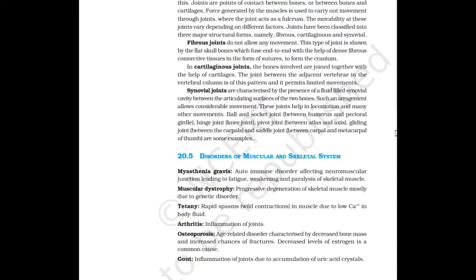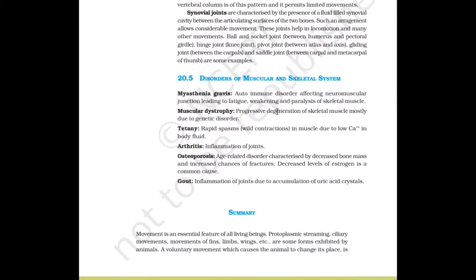Ball and socket joint between humerus and pectoral girdle. Hinge joint, knee joint. You have to remember this joint. An example: pivot joint between atlas and axis. Gliding joint between the carpals, and saddle joint between carpal and metacarpals of the thumb are some examples.